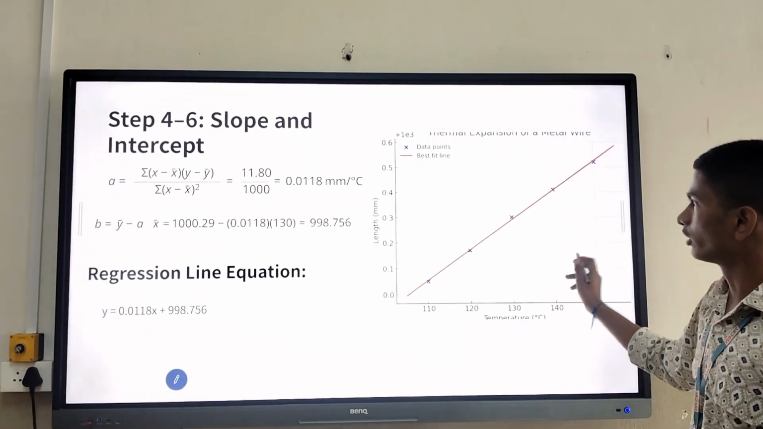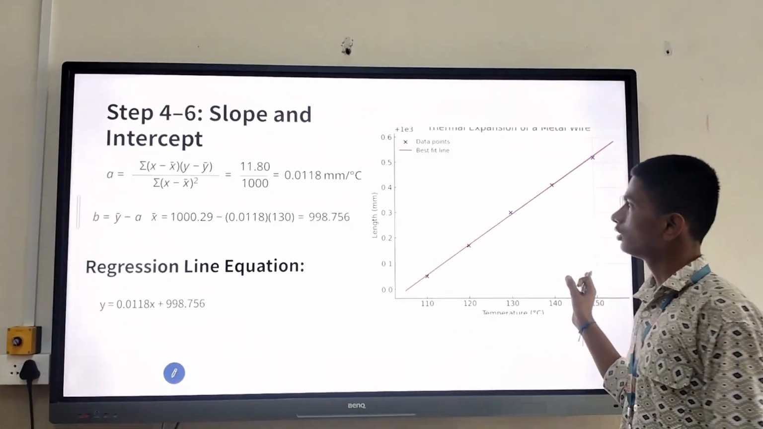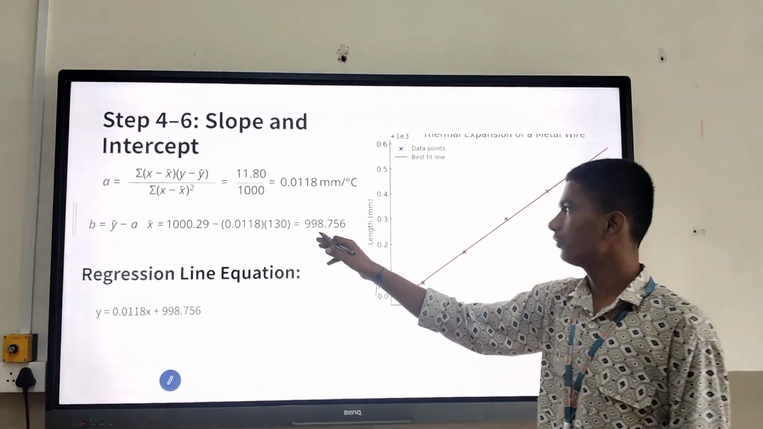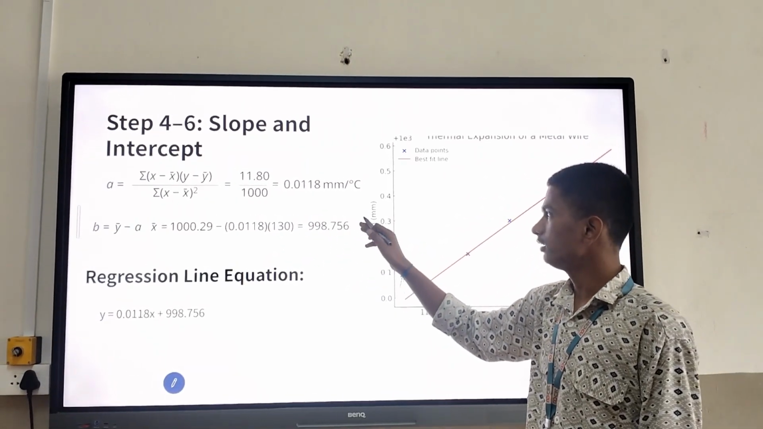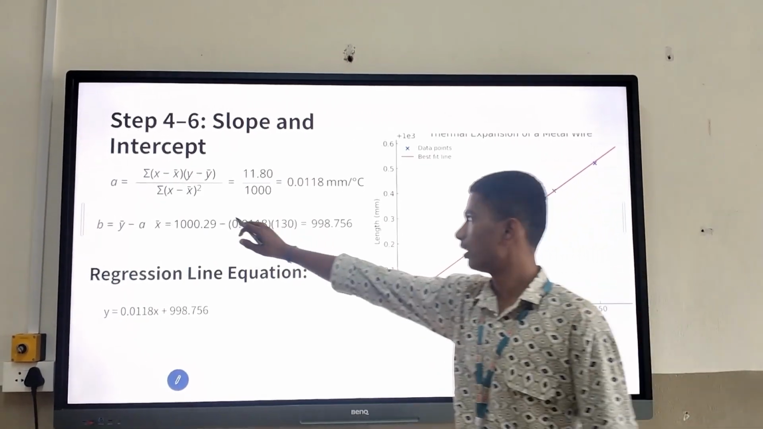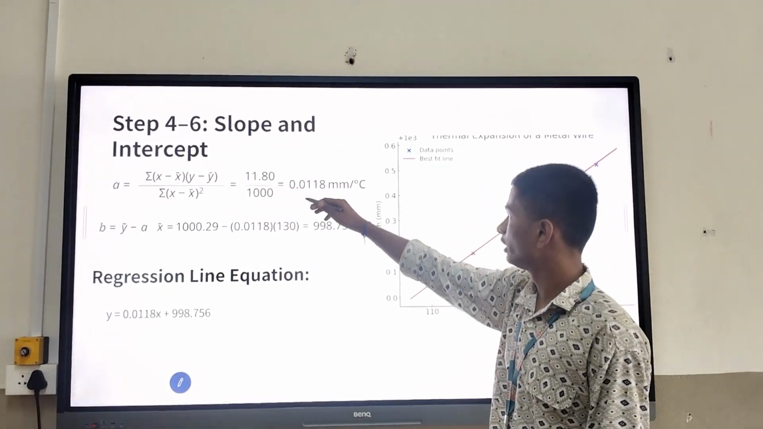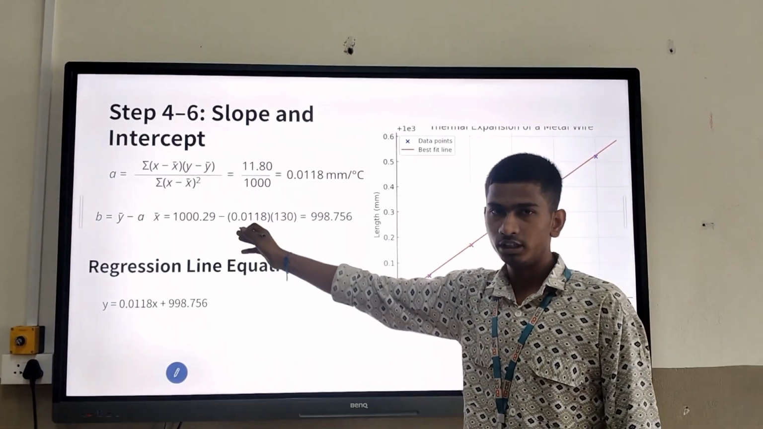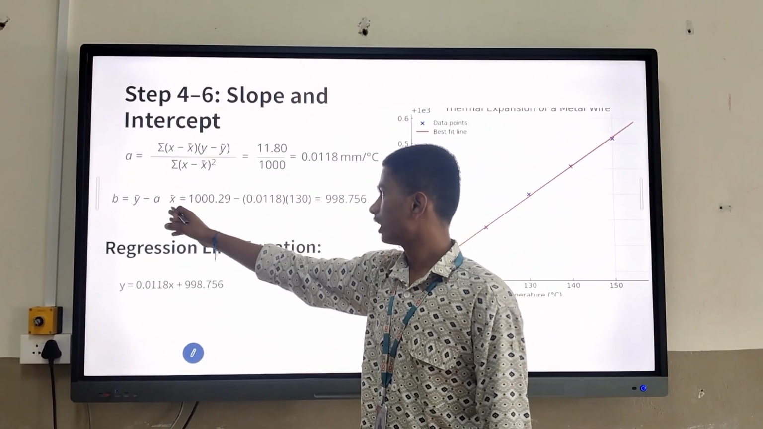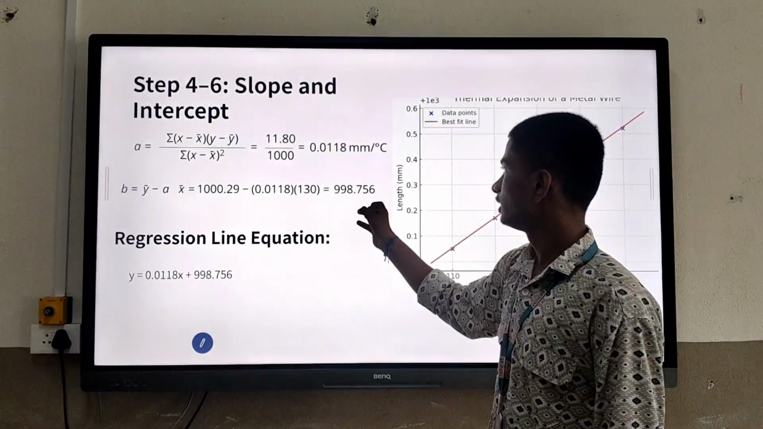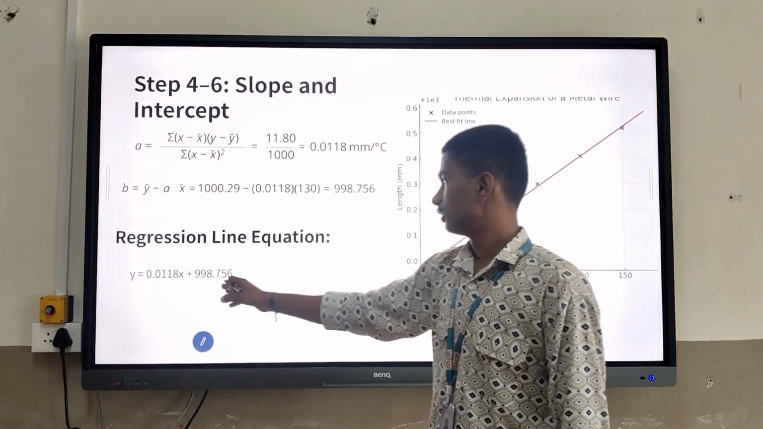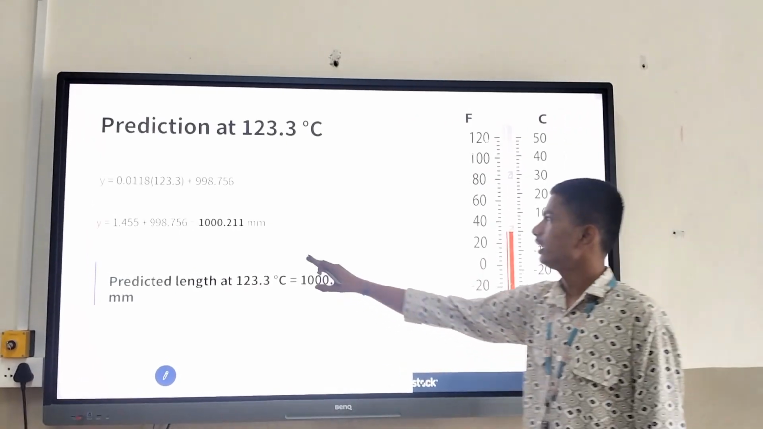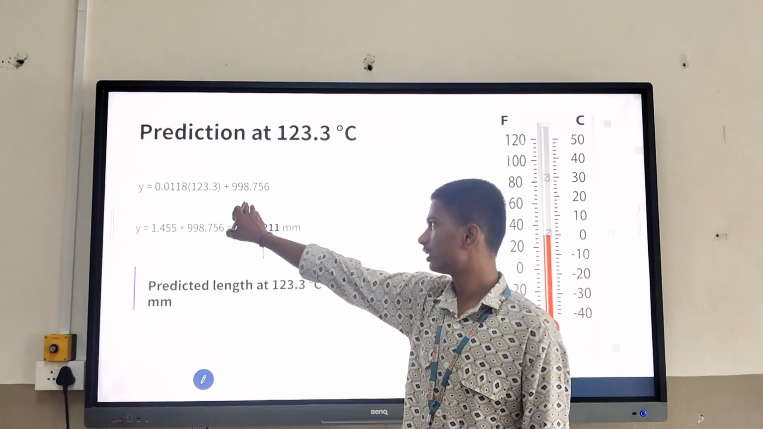This is the plot we plotted, and from the graph we calculate the slope. We have a formula: summation of (x minus x bar) into (y minus y bar) divided by summation of (x minus x bar) squared. From that we calculate the slope, that is a. Then we put this value in the linear equation and calculate b also. Then substituting the b and a values in the original equation, we get the regression line equation.